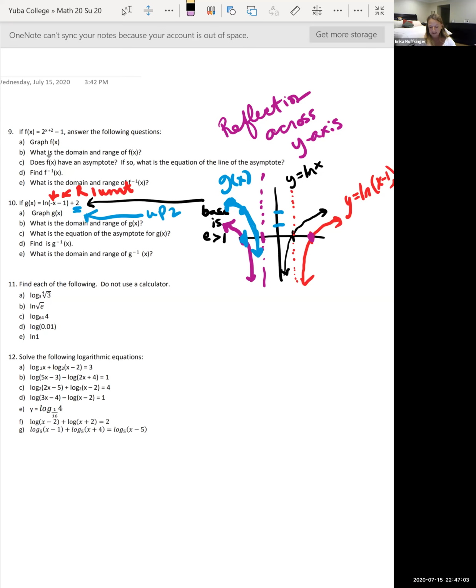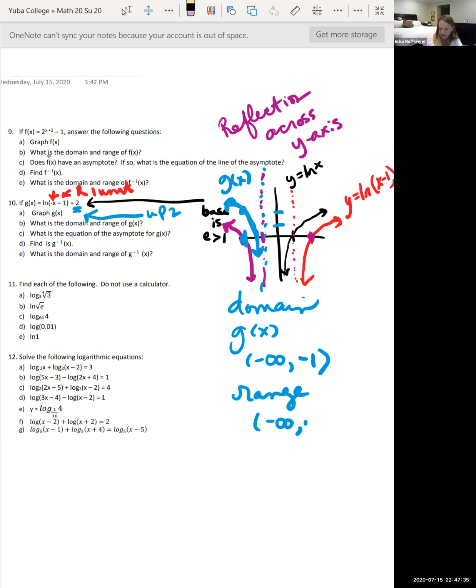So graph g of x, what is the domain and range of g of x? Well, I can see that by just looking at it now that I had graphed it. My domain of g of x, well, it's all x values coming in from negative infinity all the way to my vertical asymptote, but not touching it, which was at negative 1, not including. My range are all y values, so negative infinity to infinity. Let's say though I asked that and you didn't graph it and you didn't really want to graph it, or you didn't know how to graph it and you wanted to get some partial credit, you should be able to find that domain by looking at that.